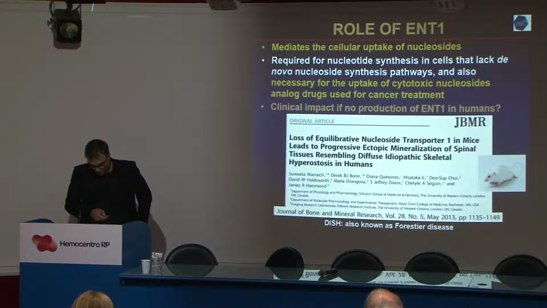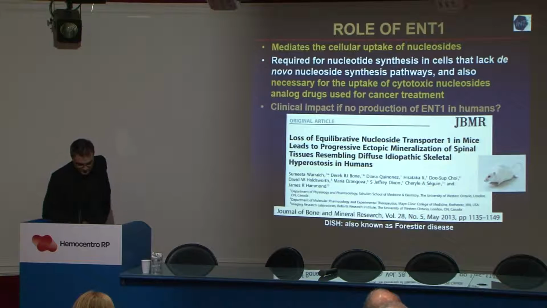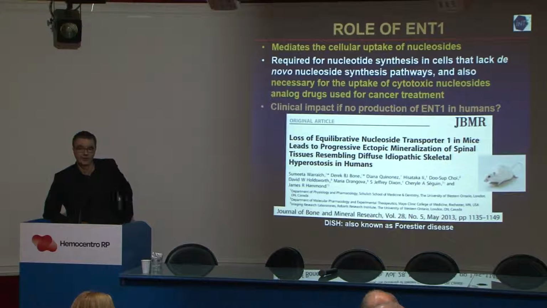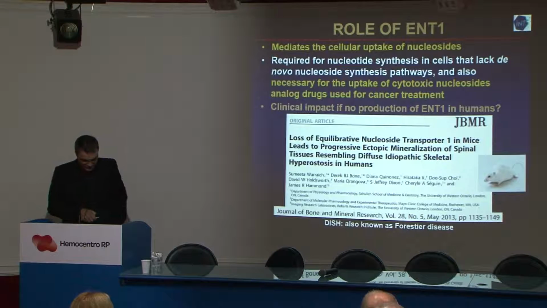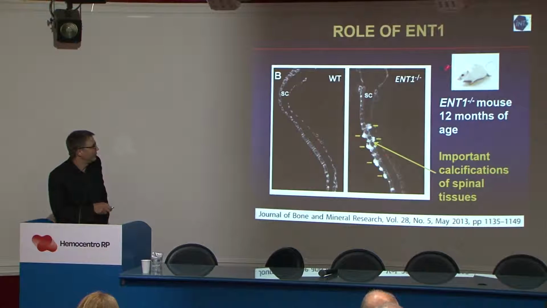and a team from Canada and also from the United States developed a knockout mouse for ENT1. And what's very interesting is that they found something that's said to be diffuse idiopathic skeletal hyperostosis. It's quite difficult to tell. And it's also said DISH. And if you look at these pictures of the spine of the mice, if it's wild type, you don't see anything special. But if it's a knockout ENT1, you see here calcifications, very, very important calcifications all along the spine.